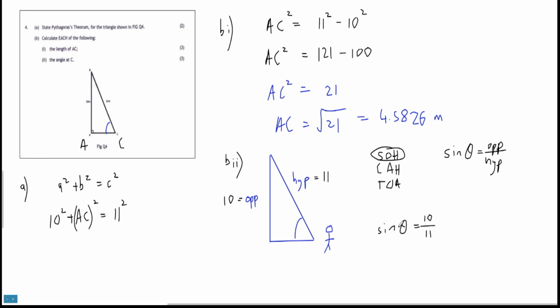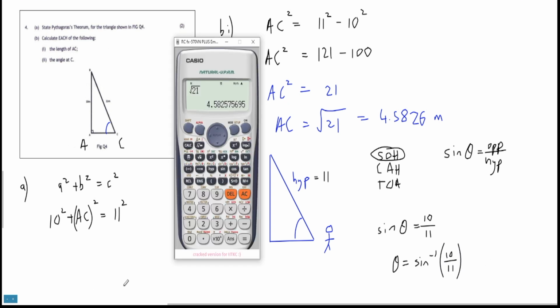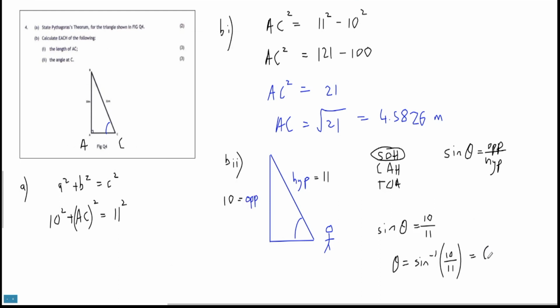And we're going to have to reverse this to get the angle. So we can say the angle is equal to the inverse sine, sine to the negative 1, of 10 over 11. Let's type it into the calculator and get the angle out there. So shift sine to get the sine negative 1, 10 divided by 11 equals 65.38. 65.38 degrees. That's it. We got it.